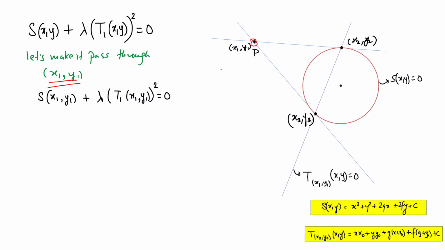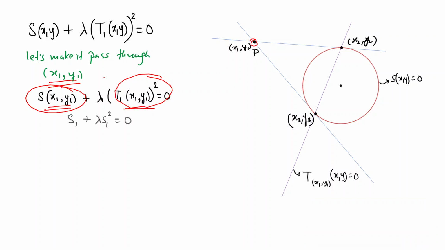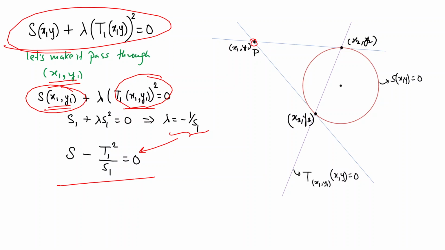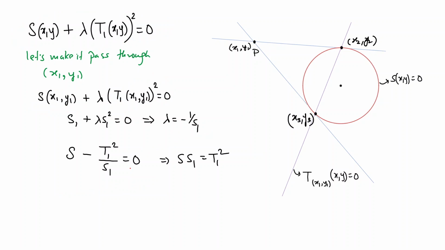So what do we get for lambda? We put x1 y1 here. This will be S1 squared. This will also be S1. This will be S1 squared. So you solve for that and you get lambda is equal to minus S1. You put it inside this expression and you get this thing: SS1 is equal to T1 square. And if you have seen this result, you know that this is the equation of the pair of tangents, but we just have to prove that it is so. How do we prove that it is so?